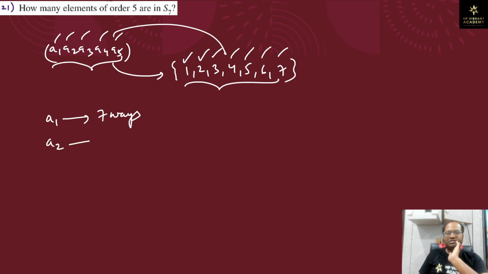A2 को कैसे सेलेक्ट कर सकते हैं? तो a1 को हमने सेलेक्ट कर लिया already. This is already selected. So one element is also already taken from this. So what is left is 7 minus 1, that is 6 ways.